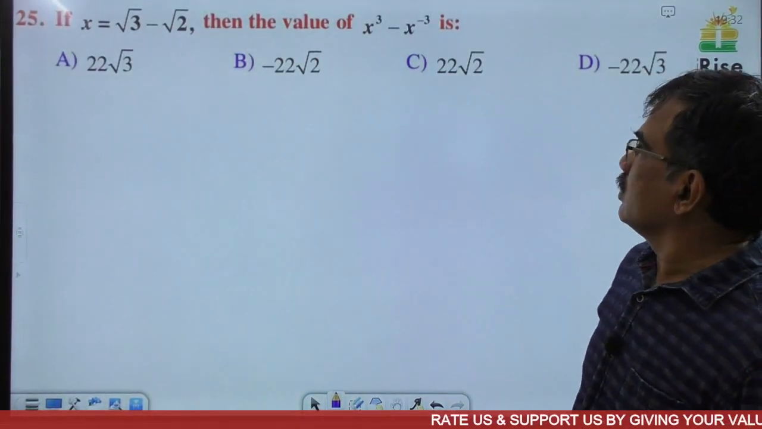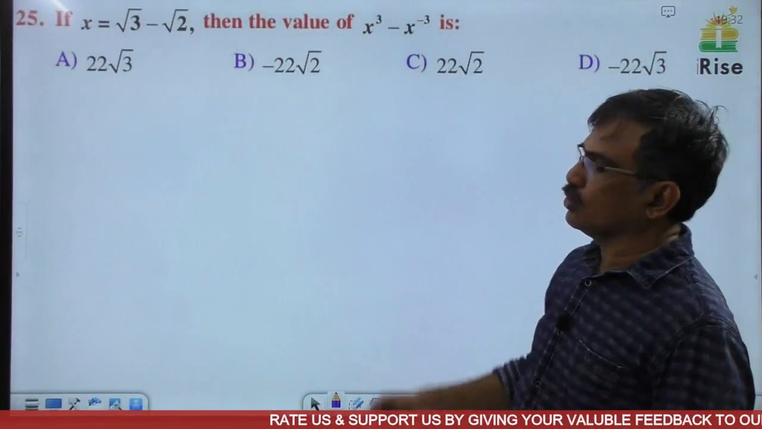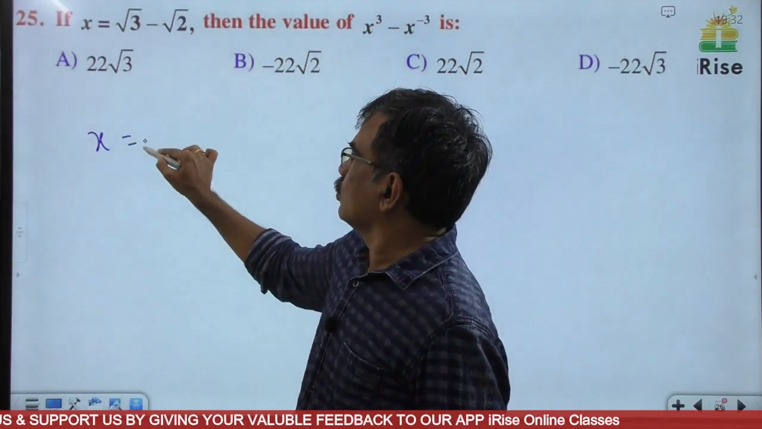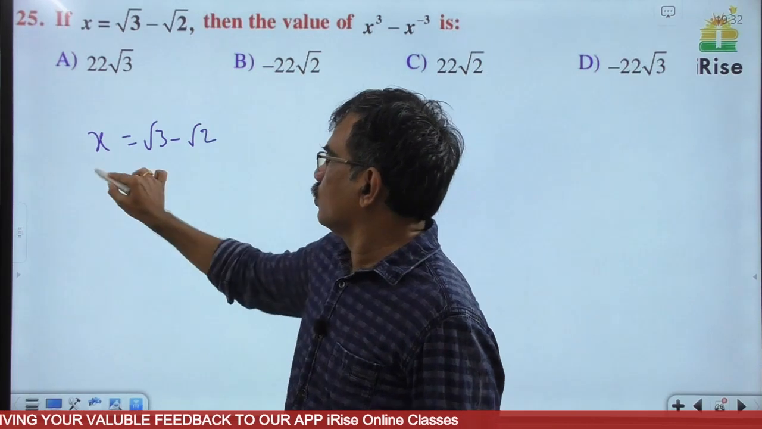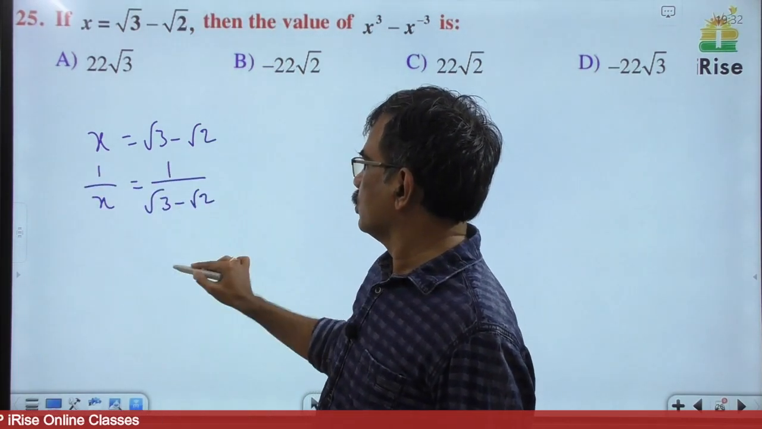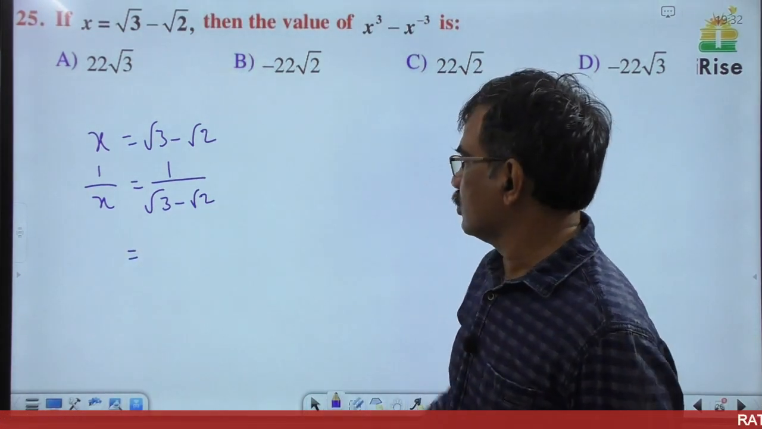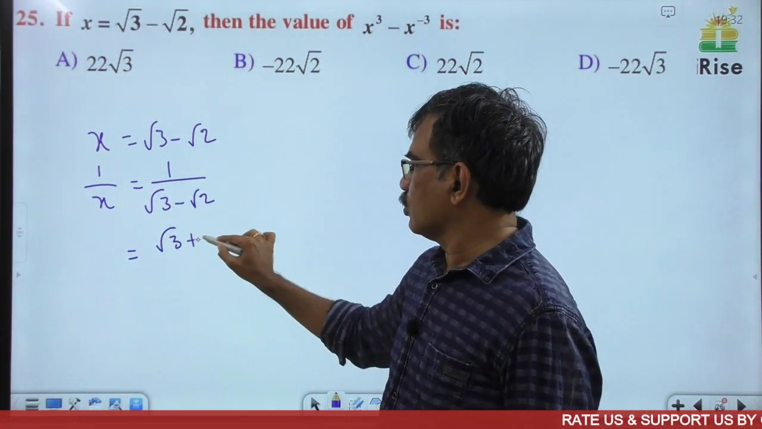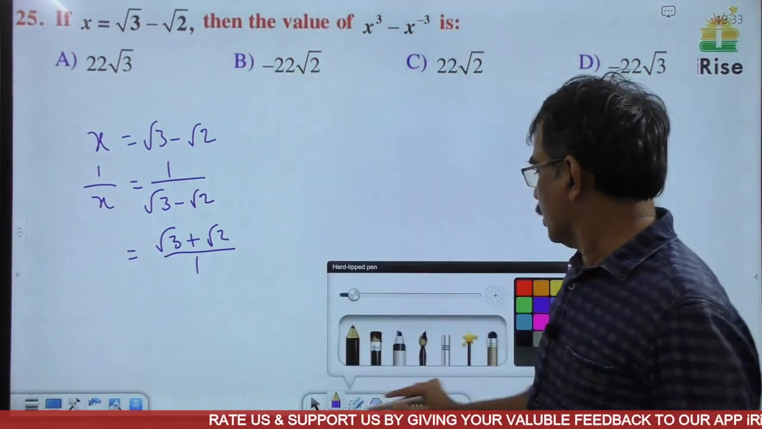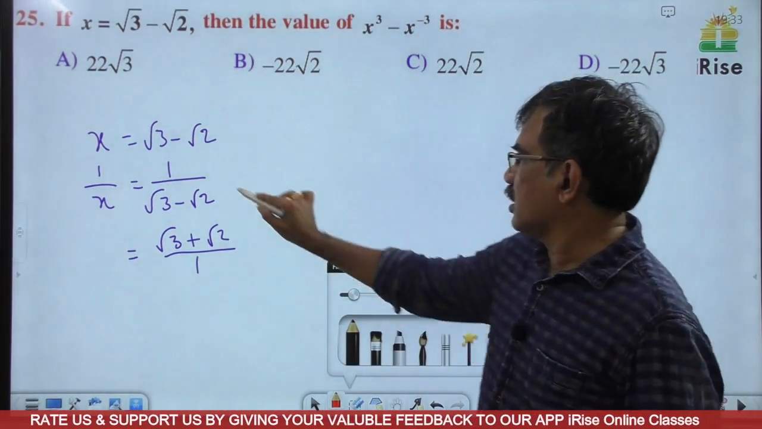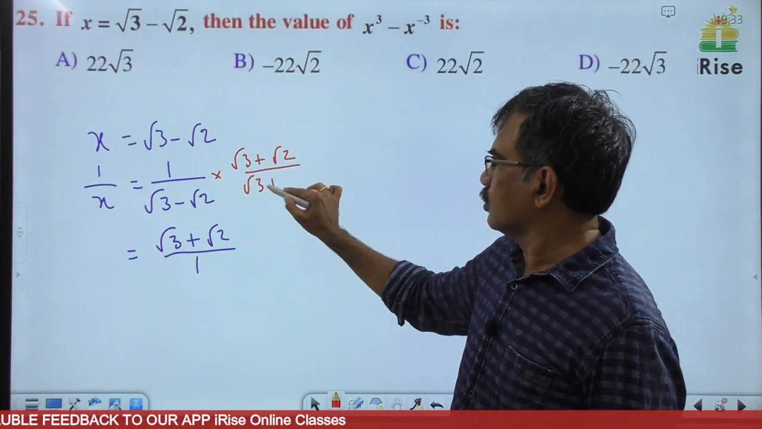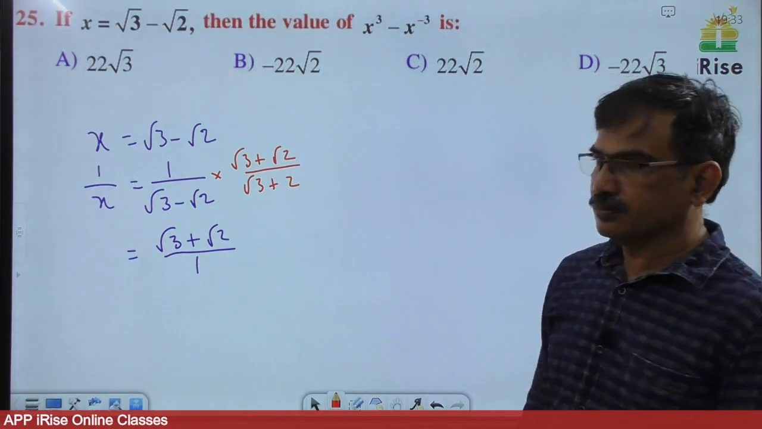If x is root 3 minus root 2, then what is x cube minus 1 by x cube? Here x is equal to root 3 minus root 2. 1 by x is nothing but 1 by root 3 minus root 2. Rationalize this. We get directly root 3 plus root 2 by a square minus b square, which is 1. Otherwise you can multiply and divide by root 3 plus root 2. We get the same.